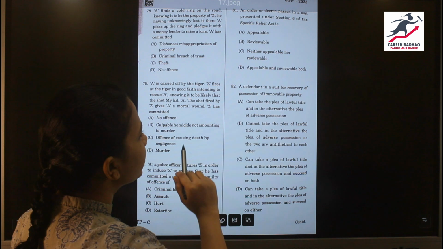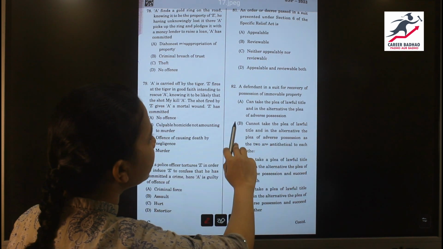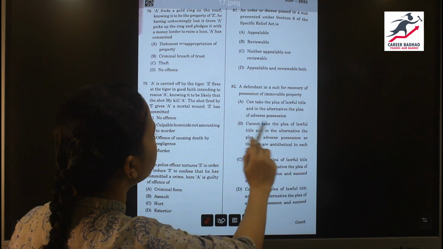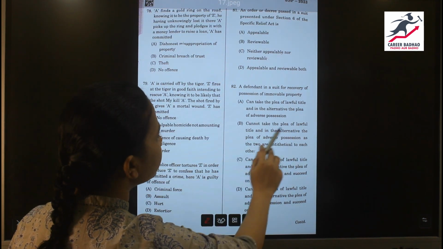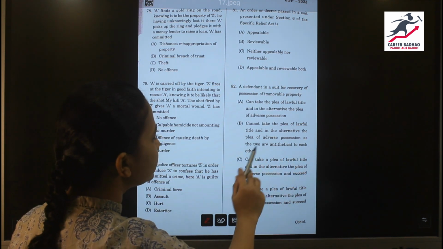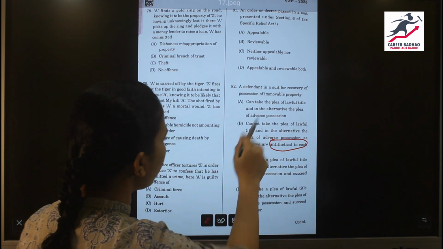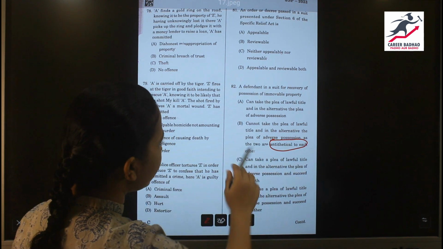A defendant in a suit for recovery of possession of immovable property can take the plea of lawful title, and in the alternative the plea of adverse possession? No. Cannot take the plea of lawful title, and in the alternative the plea of adverse possession, as the two are antithetical to each other? Yes, because these two things are antithetical to each other.